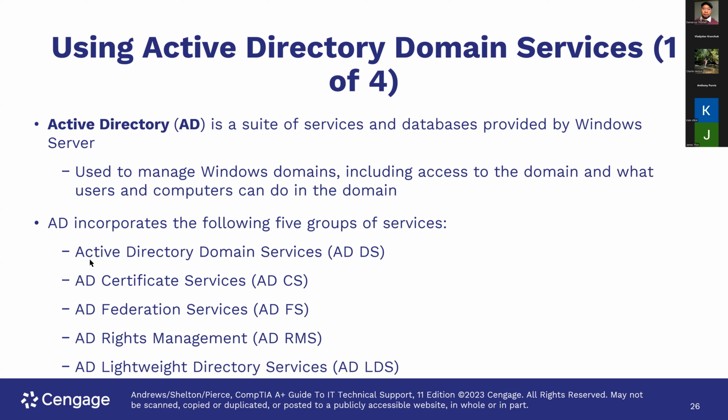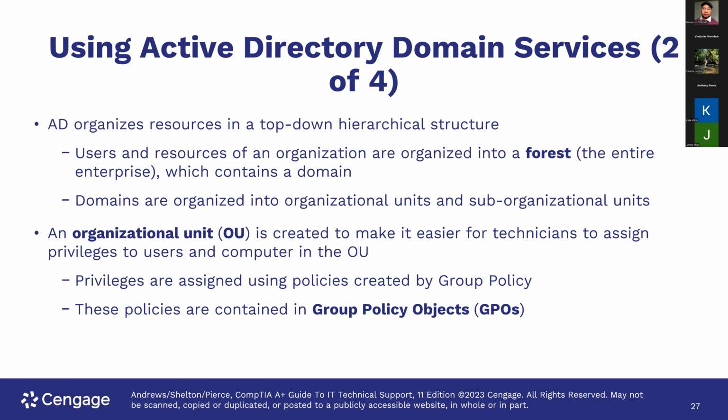We have the five groups of services: the Active Directory domain services, the Active Directory certificate services, federation services, rights management, and lightweight directory services. So what they're saying is that it's like a top-down hierarchy structure where you have the users and then domains. They're all organized into organizational units and sub units. And the organizational unit is created to make it easier for technicians to assign privileges.